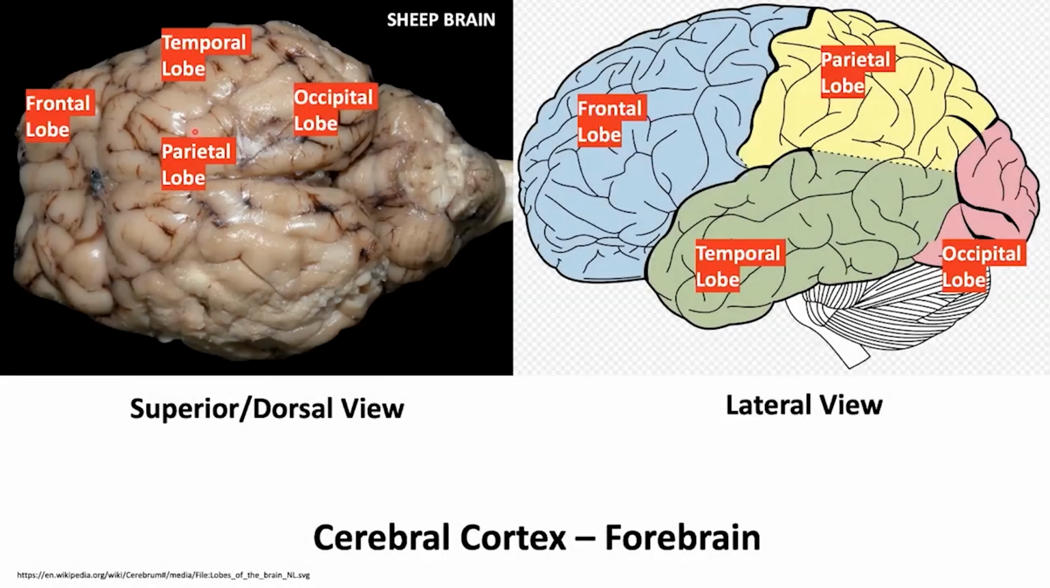Well, here we have the cerebral cortex, which is part of the forebrain, as well as two different views of it, a superior and/or dorsal view of a sheep brain. And by the way, this is a type of brain we would have used in the actual lab. And below we have another image of the lateral view of the left hemisphere, it looks like, of the human brain.